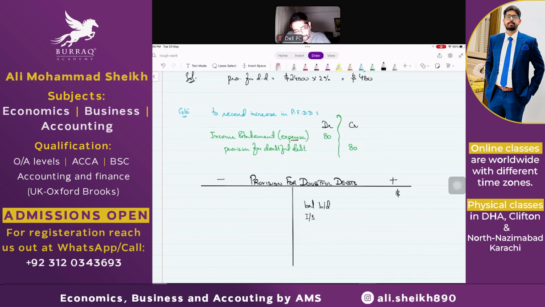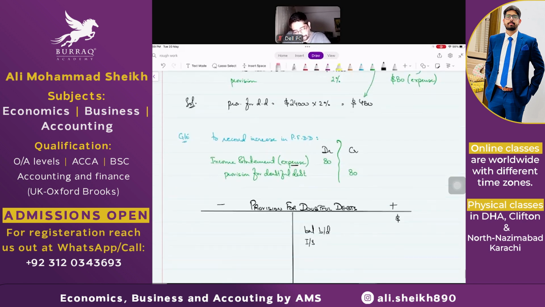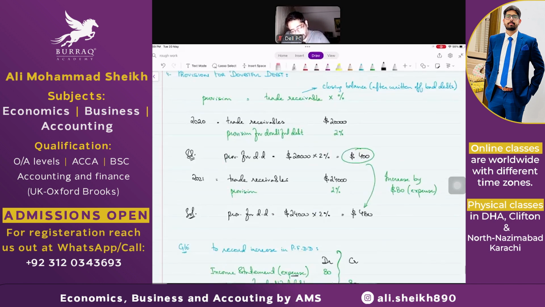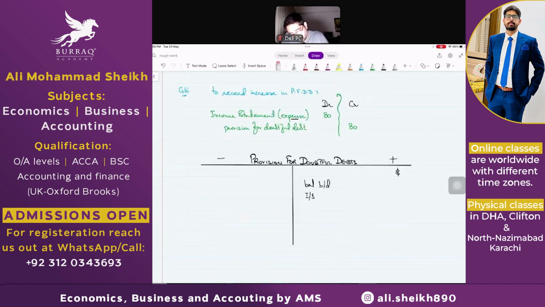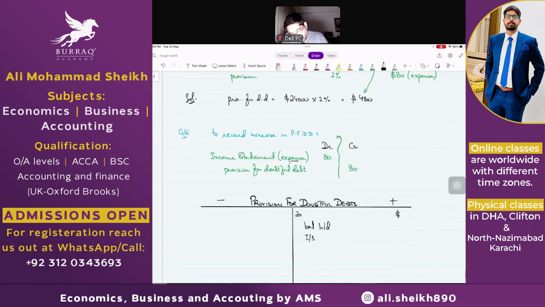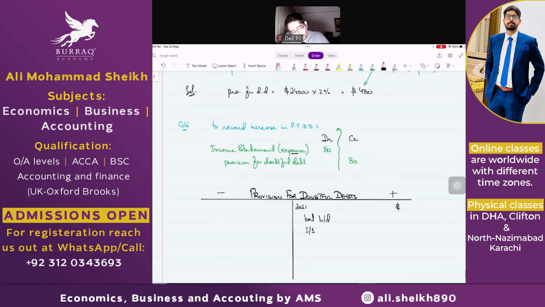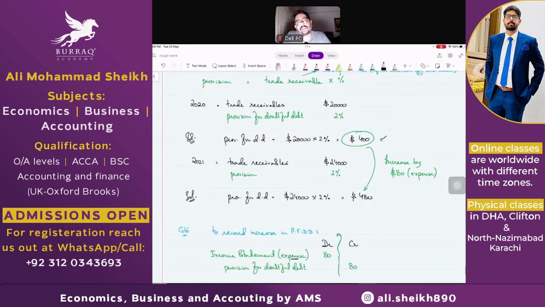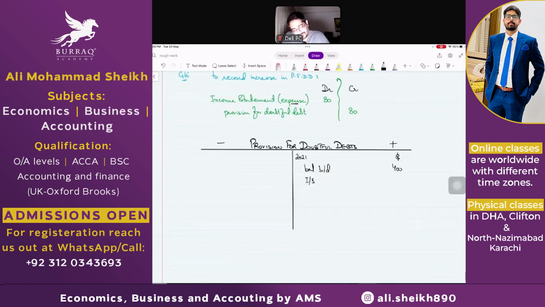So in this particular example, if we are drawing the account for 2021, balance BD would be $400. Why? Because the last year provision was $400. And this particular year the provision has increased by 80. Whenever provision increases, income statement will be charged on the credit side. I hope you all know this concept.